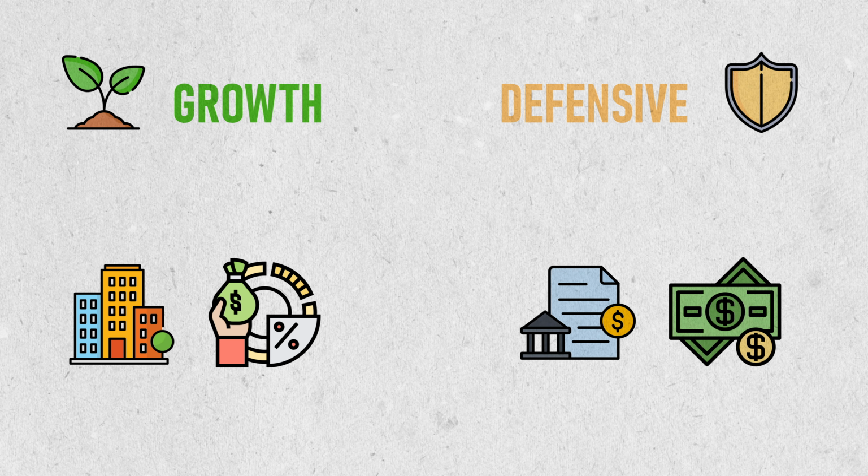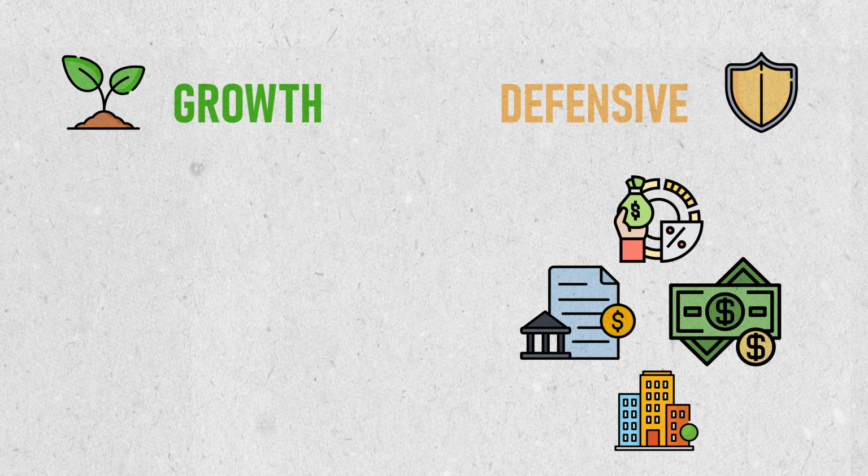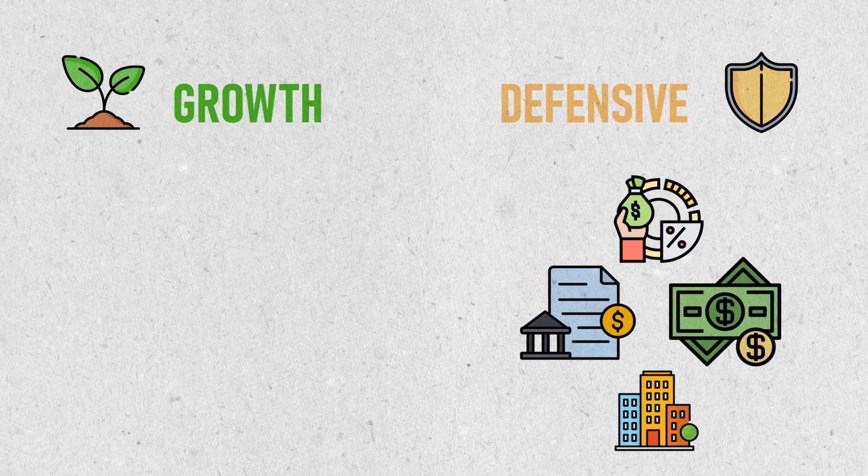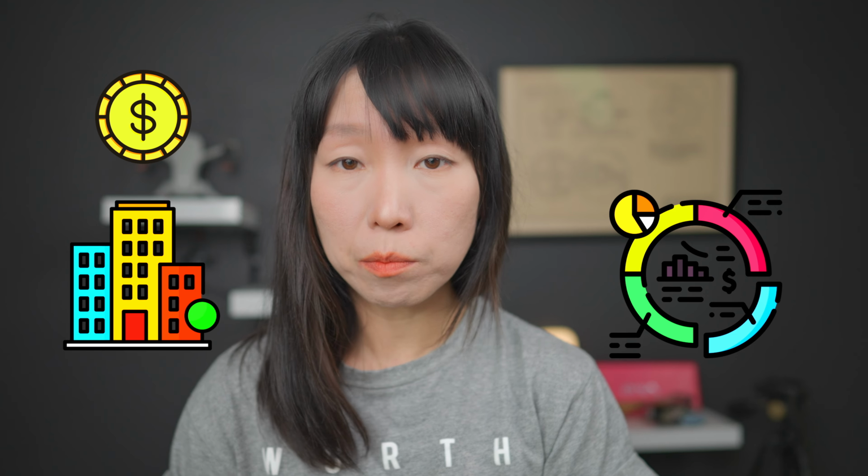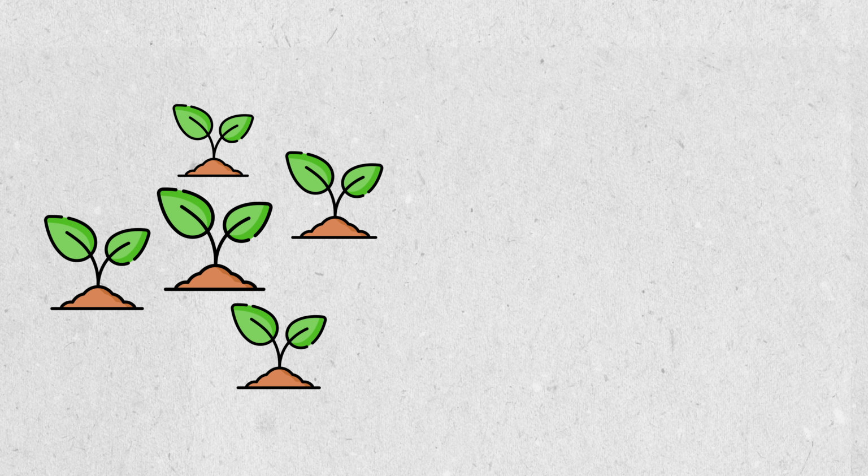However, it's not always as straightforward as what the textbooks tell us. In fact, some growth assets can also be defensive and deliver income. For example, shares can deliver dividend income and property can deliver rental income, while defensive assets like infrastructure can also rise in value.